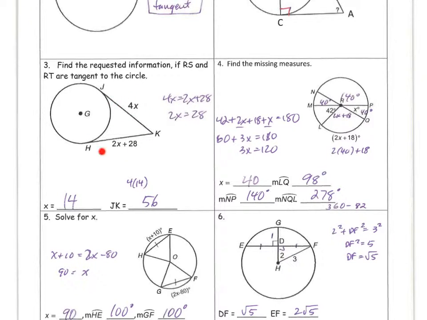Number 3, trying to find, again, two tangents from the same outside point are equal. This one's pretty straightforward. You just set these two numbers equal to each other. Simple equation setup. X is 14. And now you want to find JK, you just plug it in. Number 4, find missing measures.